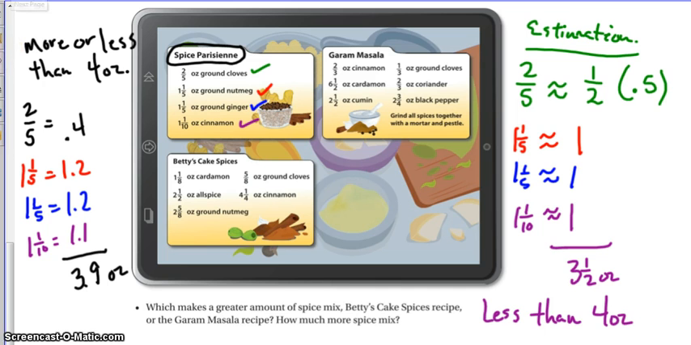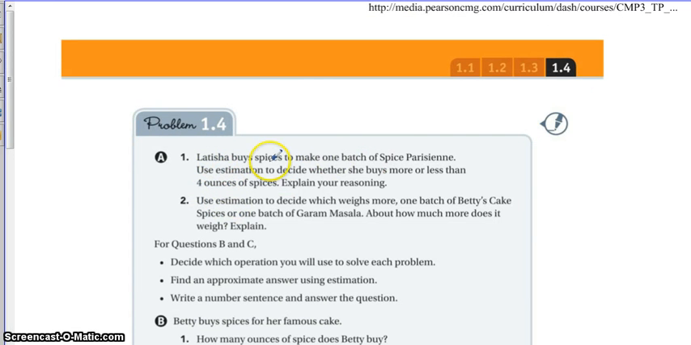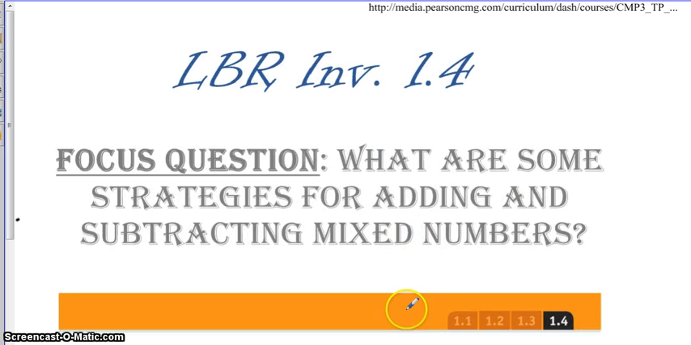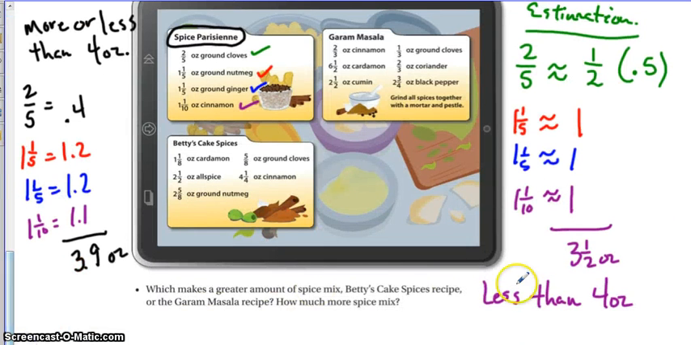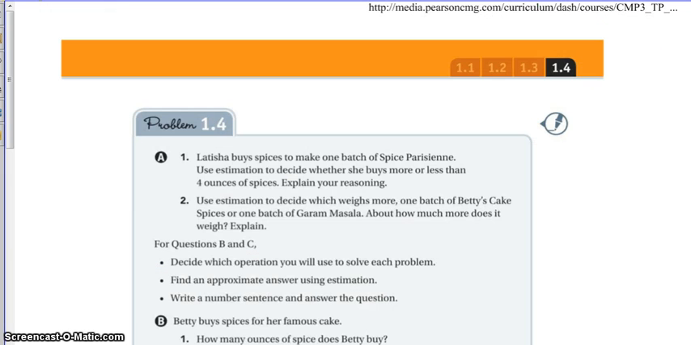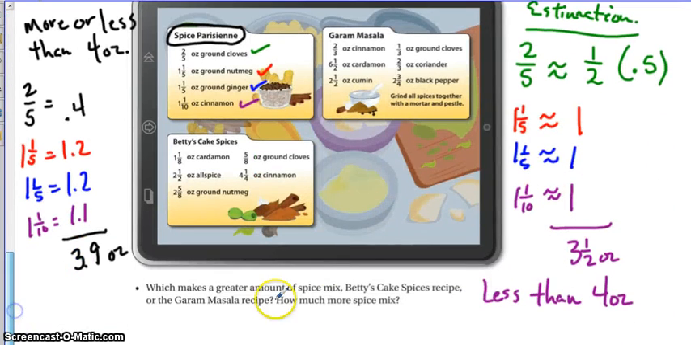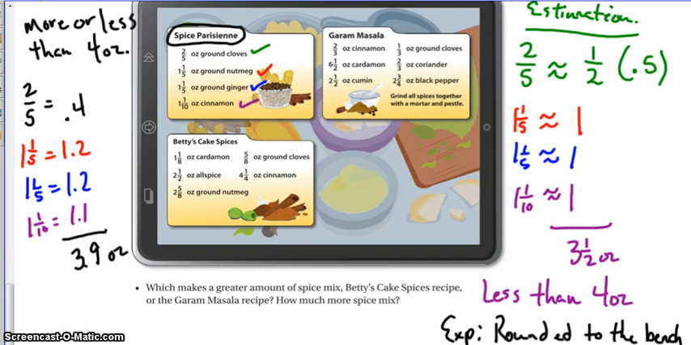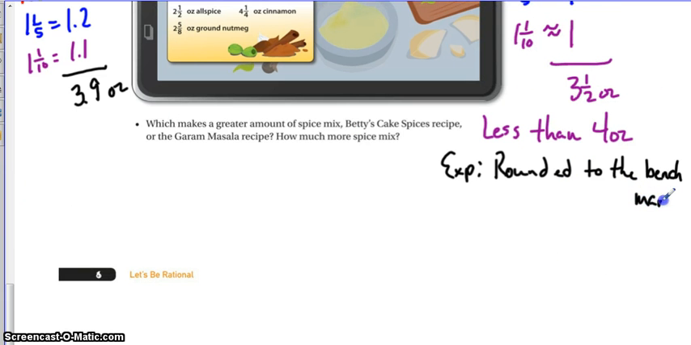All right, so to answer A1, she buys spices, use estimation to decide whether she bought more or less than 4 ounces. So we answered that question. She's going to use less than 4 ounces. And our explanation is that we rounded things to our fraction benchmarks. So our explanation would be that we rounded to the nearest benchmark.